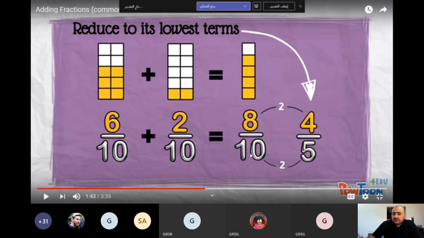Here we have 8 over 10. As you see here, this fraction can be simplified. I can write this fraction in simplest form. How? Find the GCF of 8 and 10, which is 2. So divide the numerator and denominator by 2. 8 divided by 2 is 4, and 10 divided by 2 is 5. This is the simplest form.